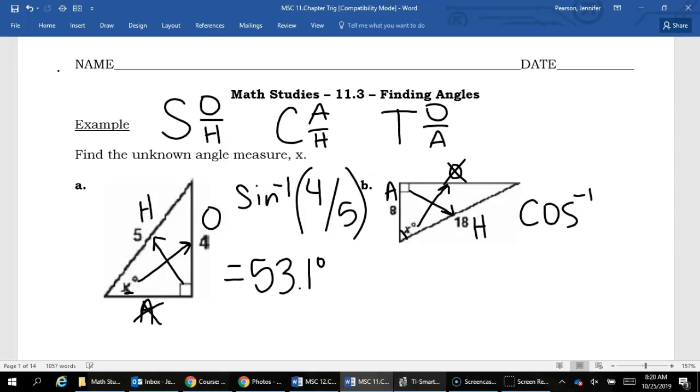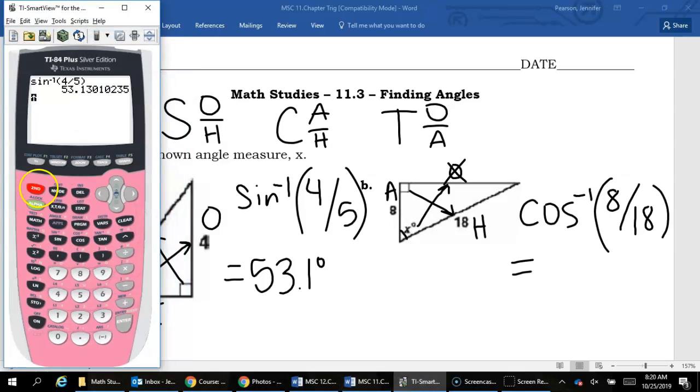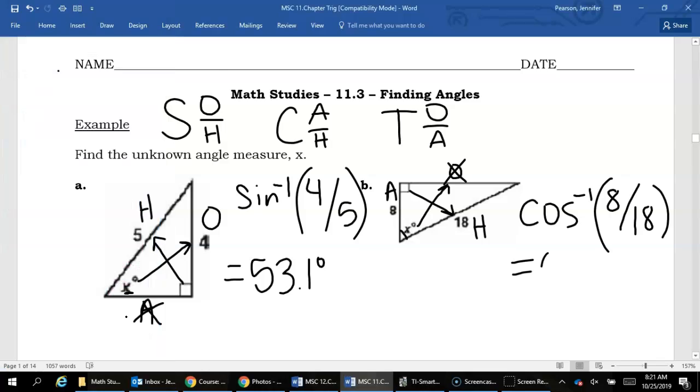Looking for an angle, I do an inverse, and the fraction is A over H. My A is my 8. My H is my 18. Just got to type it out. So the cosine inverse is second cosine. And then we go 8 over 18. And that gives me 63.6 degrees.